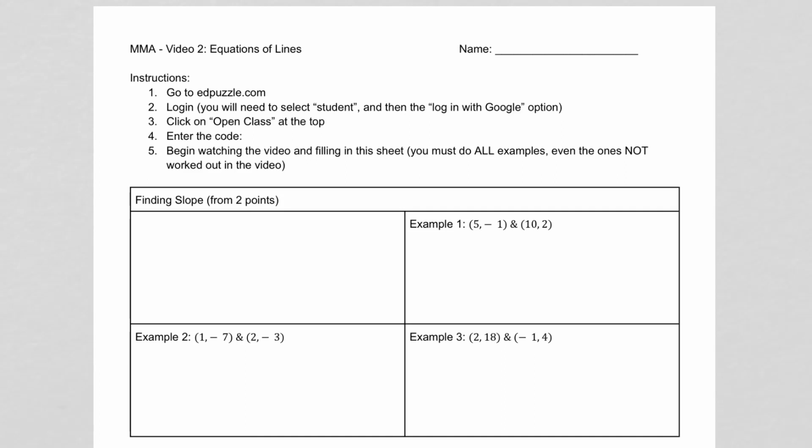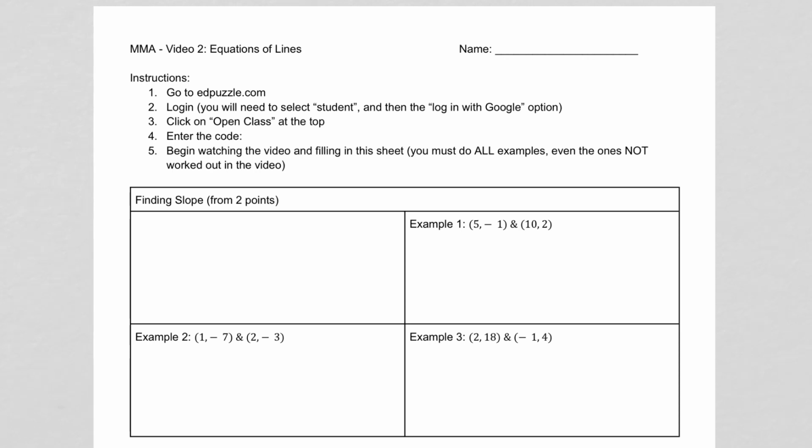Alright, so the second video is equations of line. We're going to go over slope, slope-intercept form, writing the equations and point slope. So just a bunch of different stuff that deals with the equations of actual lines. Just like the last video, there are going to be some examples that you're in charge of doing on your own that I will not work out in this video.